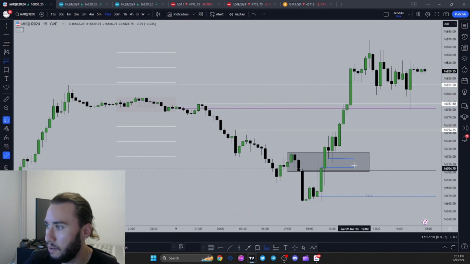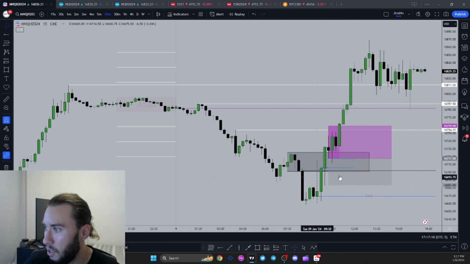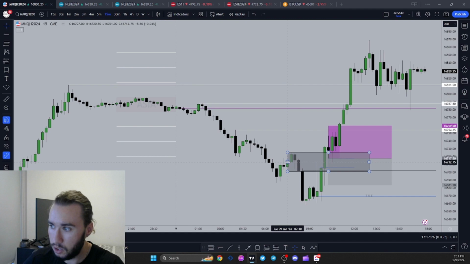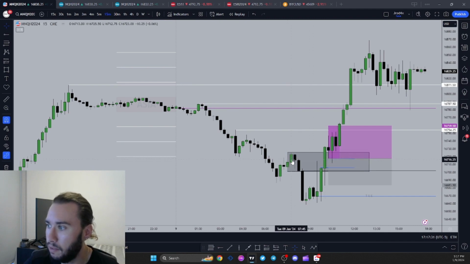Now, if we go ahead and frame this, we have our entry that would have taken place right here. Stop loss would have been below this candle's low. The reason we would have used this candle's low is because that is the candle that started the fair value gap, as well as we have a breaker above us. So price, if this is going to continue higher, should remain above the breaker. Therefore, our stop should be safe down here.